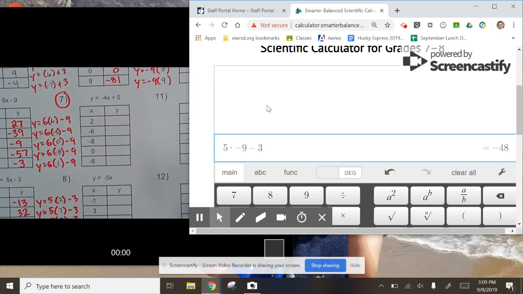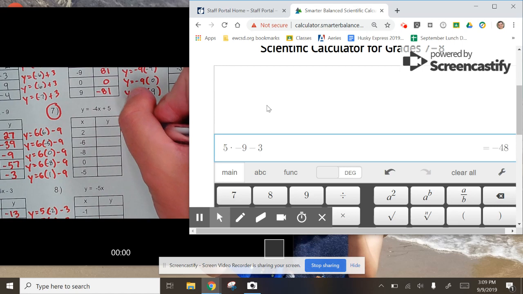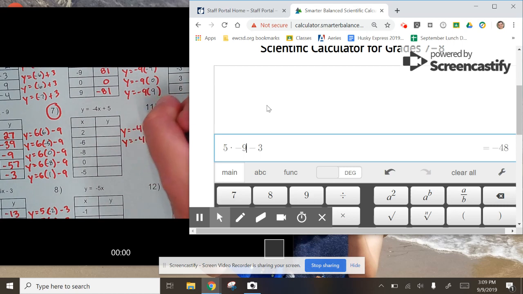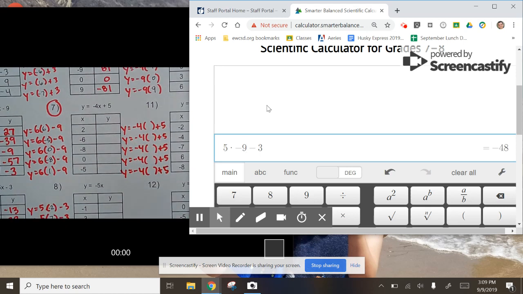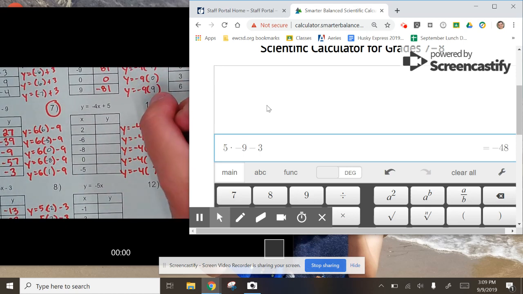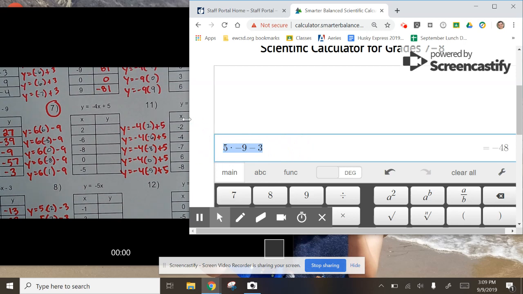Number 7 is kind of tricky, but you're going to have to make sure you set it up very clean. Negative 4 times a number plus 5. So this is going to help you. I should have made you guys do this today. I made it optional, but I really think this is going to help those that struggle a little bit with this, keeping it organized. Now I'm just plugging in all my x values, and then I'm going to go back to my calculator and rock it.